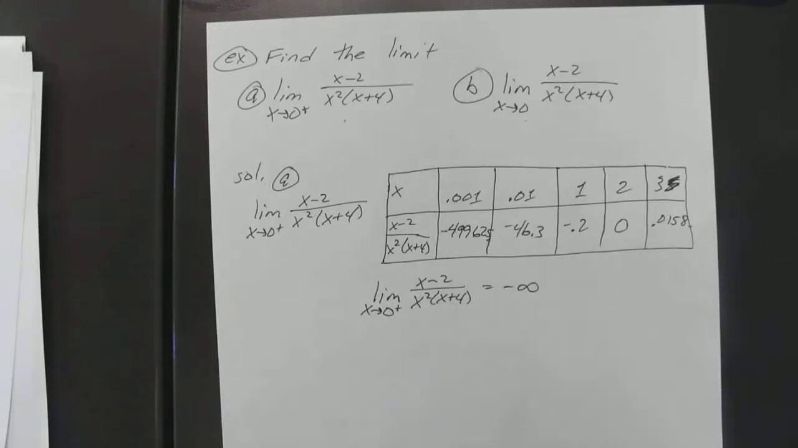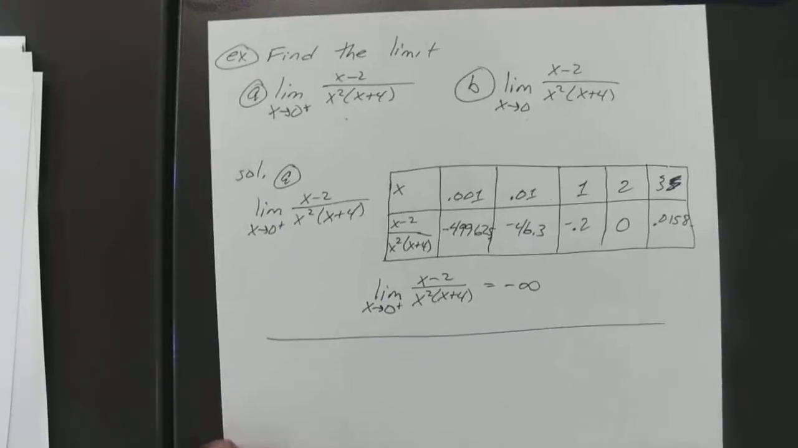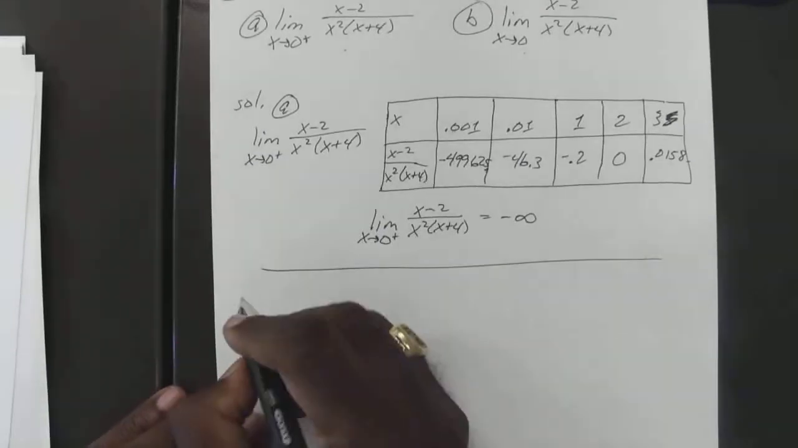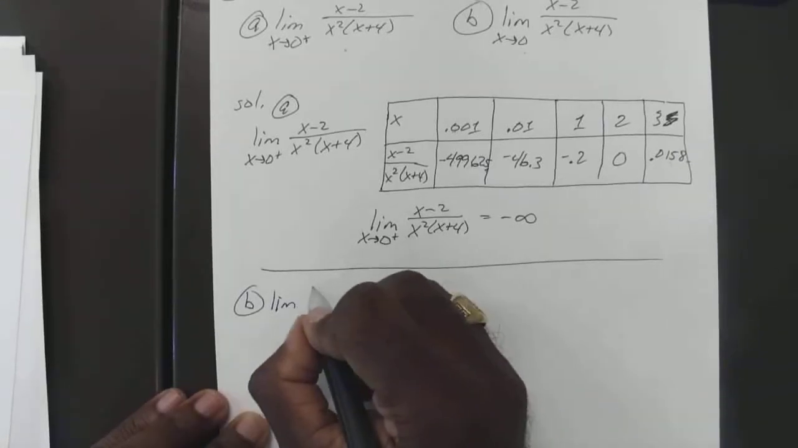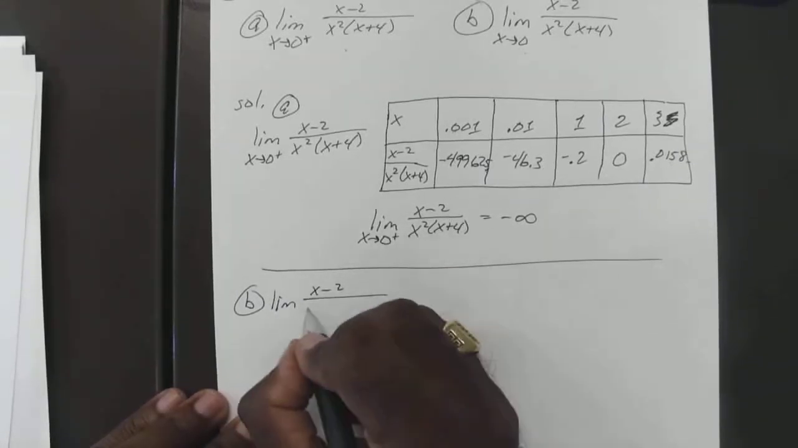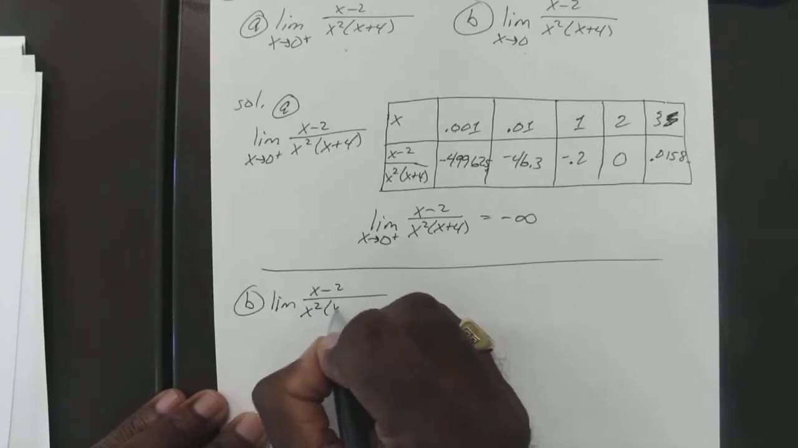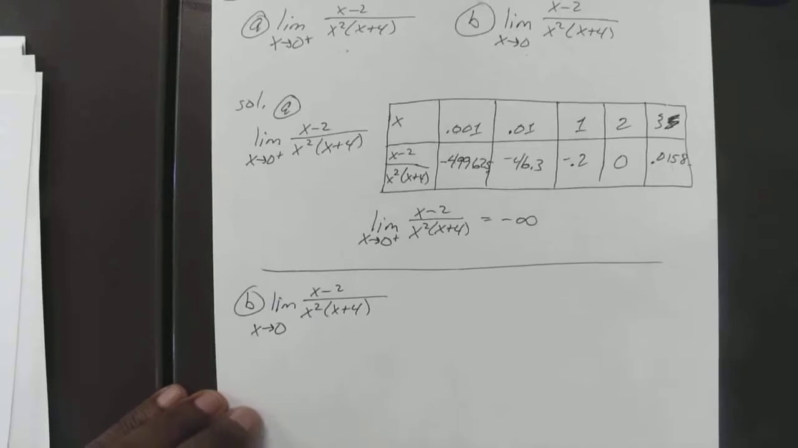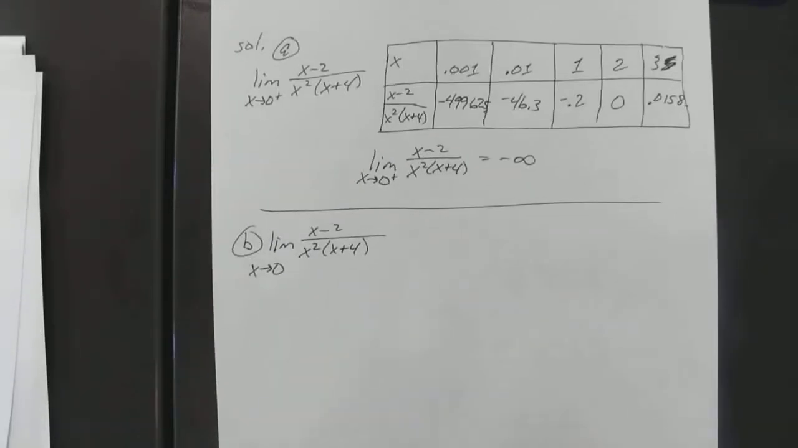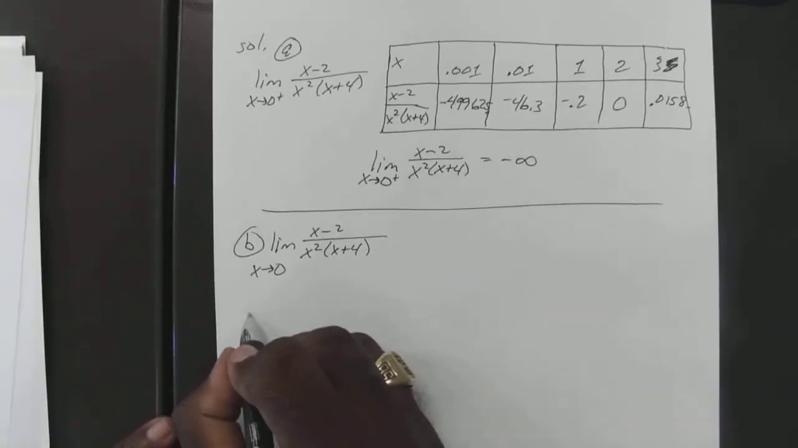All right, so let's do problem B. Slide that up a little bit, which is your limit of x minus 2 over x squared times x plus 4 as x approaches 0, period. No lefts or rights. Okay. So we don't see any pluses or minuses, or approaching from the right or from the left. You have to do both sides.